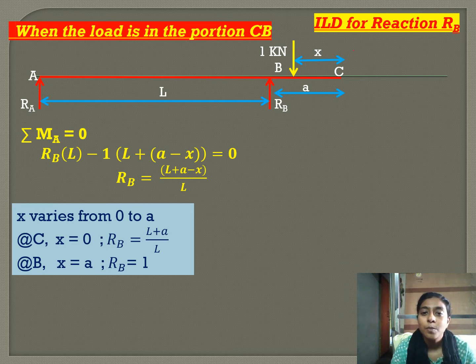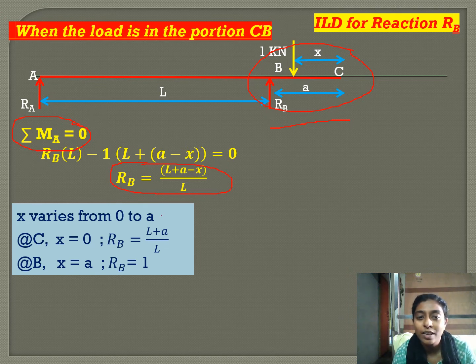Now, the unit load is in the portion BC. When the unit load is in the portion BC, our X is varying from C to B, that is, from 0 to A. So, we are applying sigma MA is equal to 0. We get RB is equal to (L plus A minus X) by L.